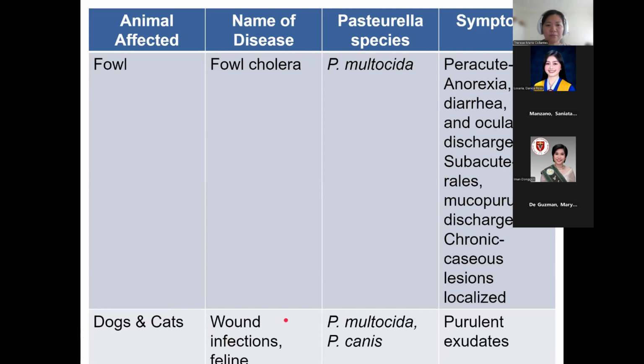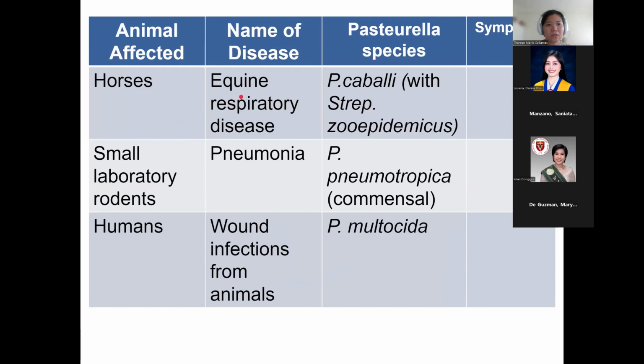In dogs and cats, Pasteurella can also cause wound infections, and it appears as purulent exudates. In horses, it will cause equine respiratory disease. There is a specific species that's associated, which is Cavalli, but it is often together with another bacteria, your Streptococcus zooepidemicus. And then in small lab rodents, you have Pneumotropica. That's the species associated, and it's considered a commensal, but it can cause pneumonia. And then in humans, you have wound infections from animals. This is also caused by your multocida.